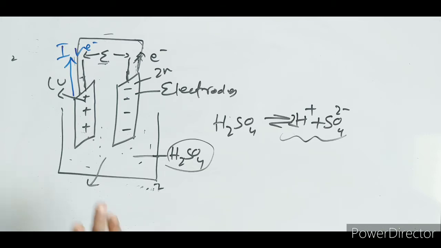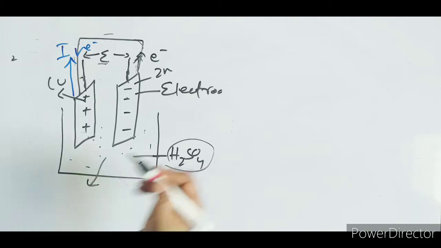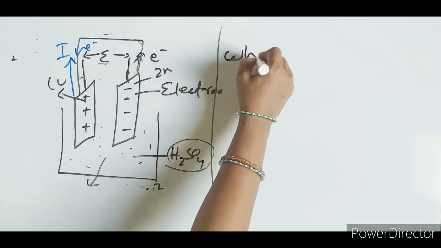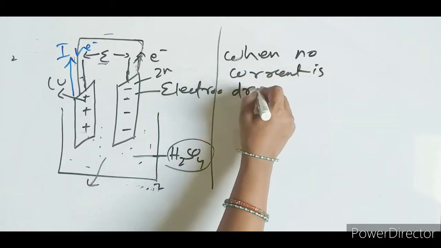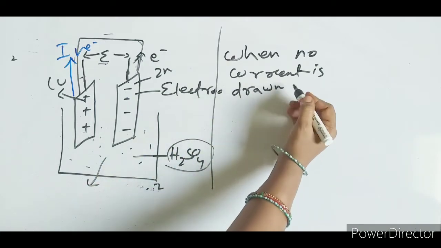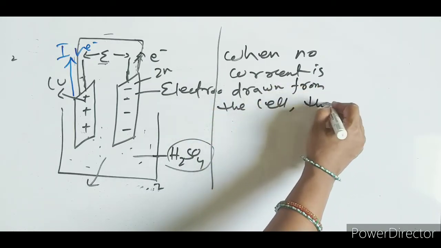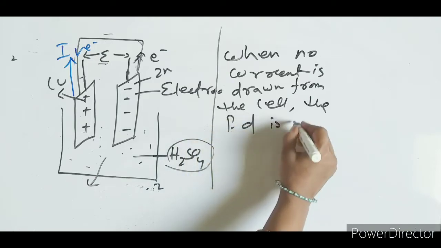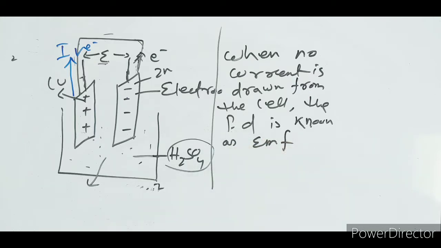When no current is drawn from this one, let us write down here: when no current is drawn, meaning this is an open circuit. No current is drawn from the cell, the potential difference is known as EMF, electromotive force.